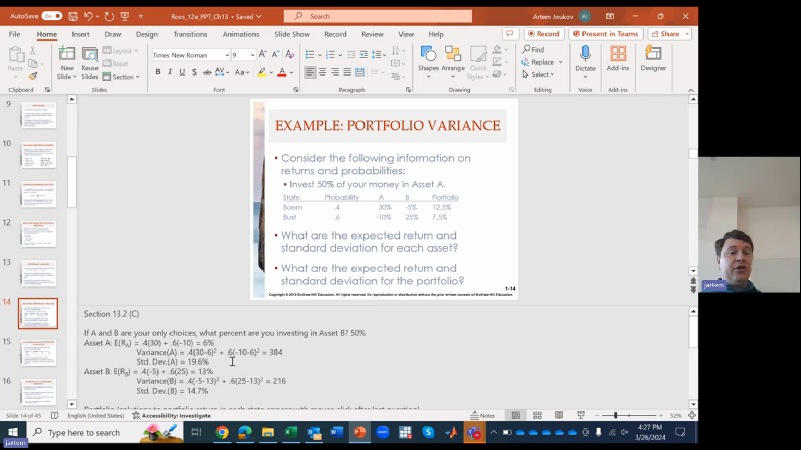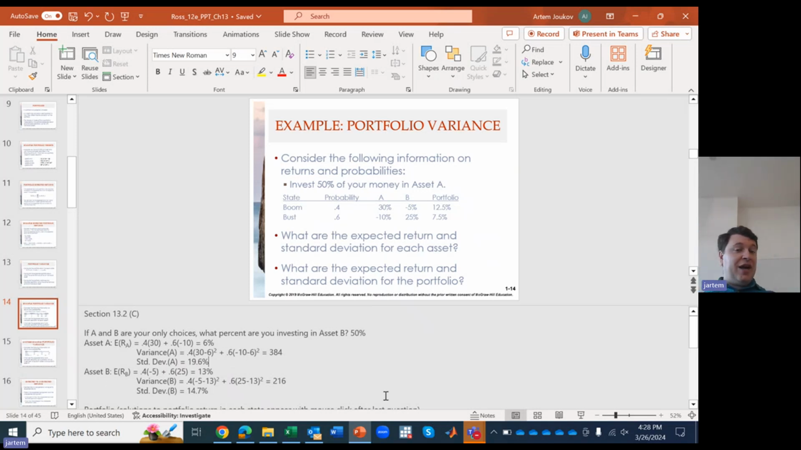And then again, we can calculate the variance. All you do is take the probability of this state, 0.4, and then you get 30, which is your return in that state, minus the average return, squared. You add all of that together, you get 384% squared. What's a percent squared? Who knows? Let's take a square root of that. And so now the percent is back to being a percent, and it gives you a standard deviation of 19.6. Okay, so that's good.